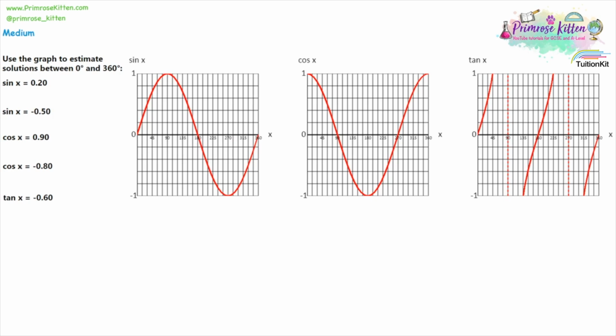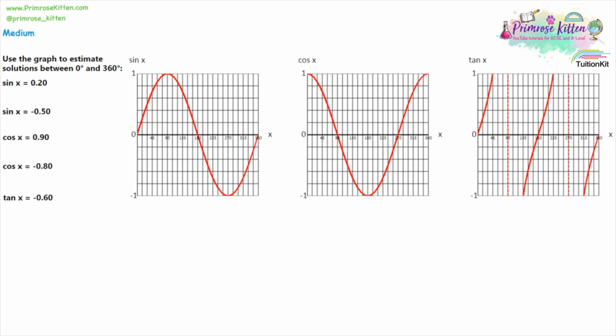Now, moving on to the medium questions, we're going to make estimates the other way around. So rather than looking at the degrees and then looking up to the red line to find the value of sin, cos, or tan, this time we're given the values of sin, cos, or tan, and then we're going to move down to find the degrees.